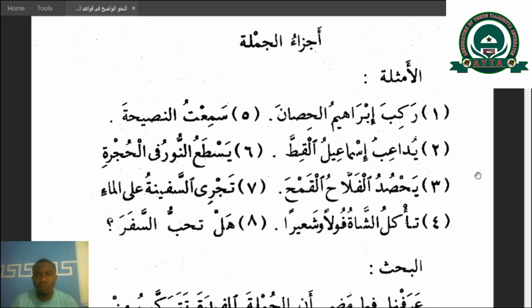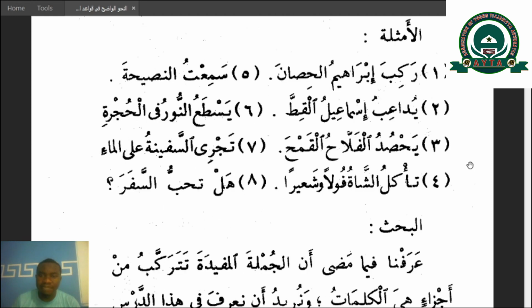Al-amthila, examples. Rakiba Ibrahimu al-hisana. Ibrahim rode the horse, or you can say Ibrahim rode on the horse, because rakiba doesn't necessarily mean you are behind the wheel. If I say rakibtu as-sayyara, it can be a public transport and I got on it, not definitely that I am behind my private car driving. Rakiba Ibrahimu al-hisana, Ibrahim rode the horse. That is the past tense of ride, rakiba.